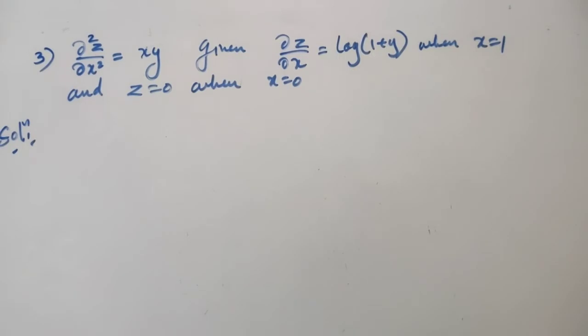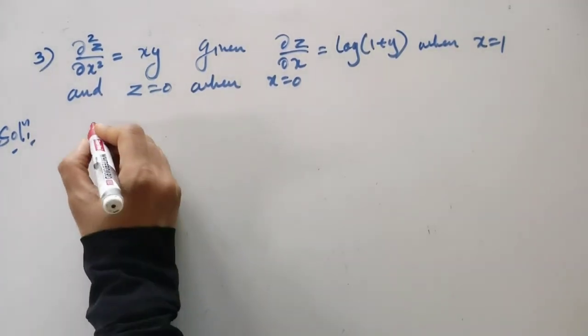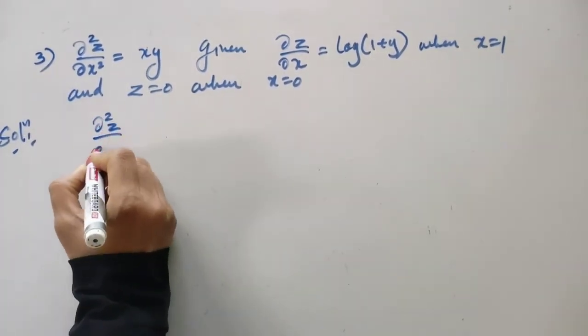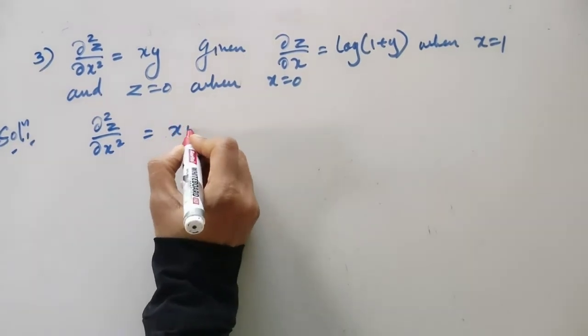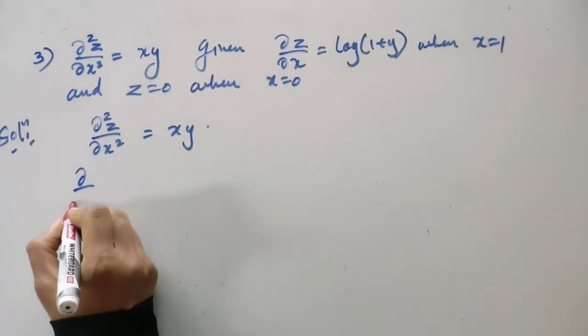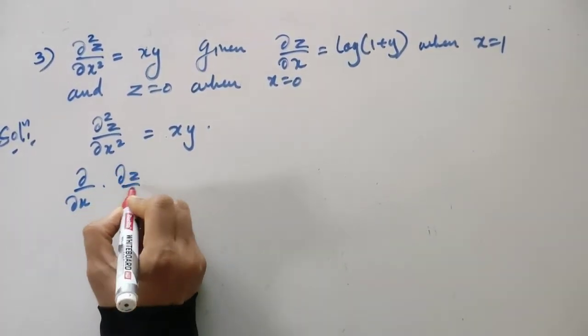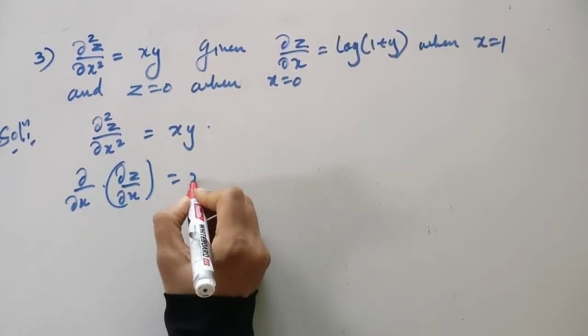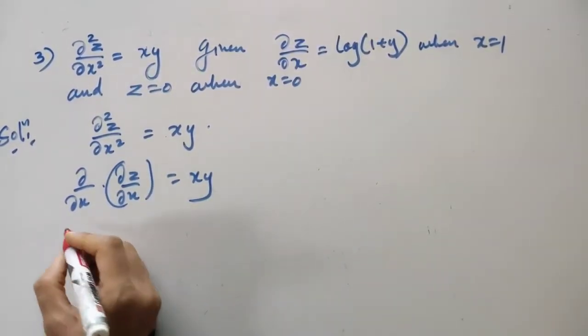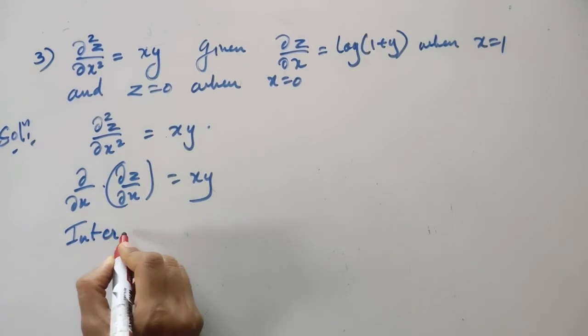Yes, we are given dou square z by dou x square. So let us consider the given equation itself. It can be written as dou by dou x of dou z by dou x. So obviously you have to integrate with respect to x, treating y constant.